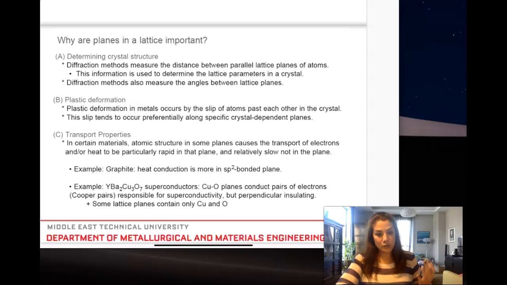Or, for example, transport properties. Through certain planes, I have better thermal conductivity, better electrical conductivity. So to understand a lot of the material properties, we'll discuss the planar orientation after determining the crystal structure of the material, and within that crystal structure unit cell, which planes I'm doing the thermal, mechanical, or electrical work.